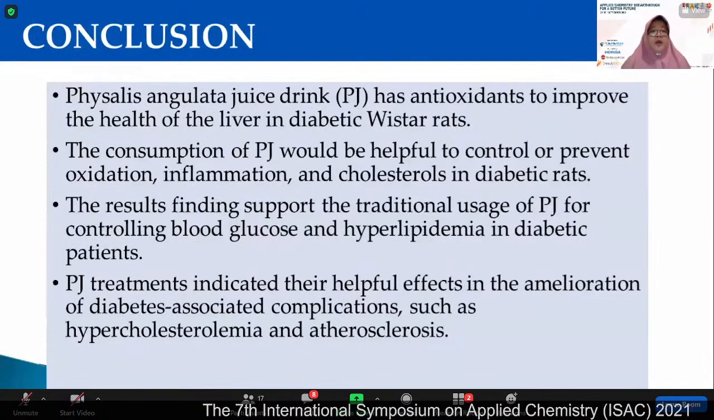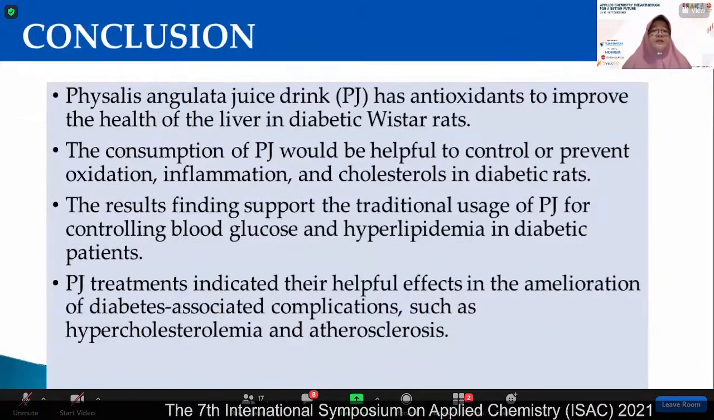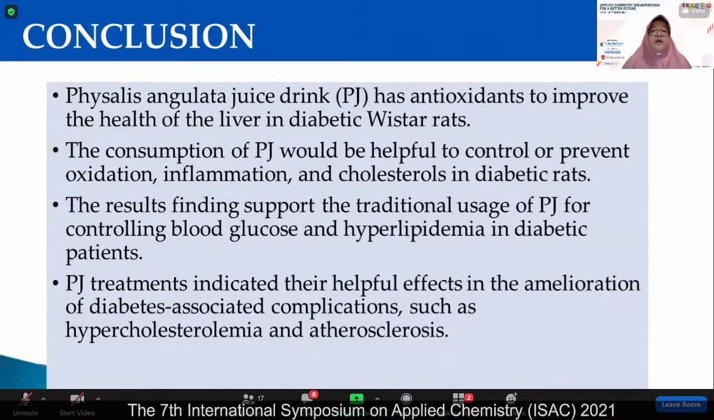Ladies and gentlemen, we are going to the conclusion. Physalis angulata juice drink has antioxidants to improve the health of the liver in diabetic Wistar rats.